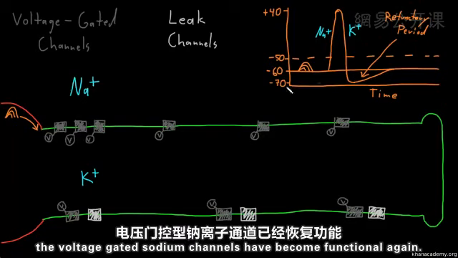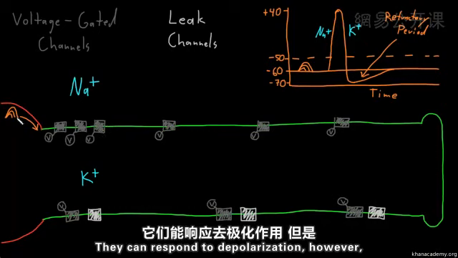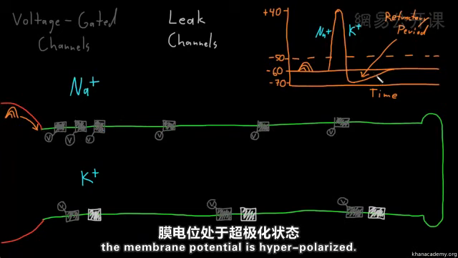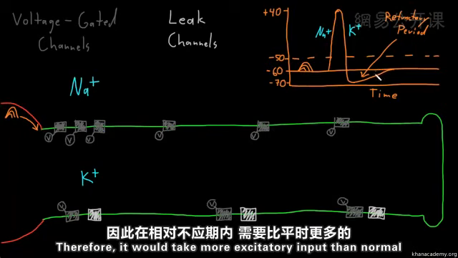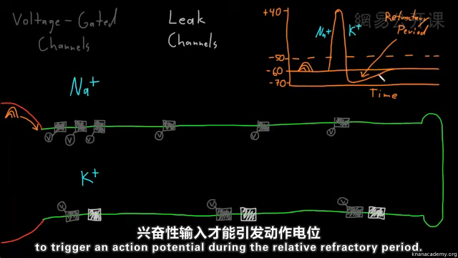The second part is called the relative refractory period. And during this time, the voltage-gated sodium channels have become functional again. They can respond to depolarization. However, the membrane potential is hyperpolarized. It's not yet back to the resting potential. Therefore, it would take more excitatory input than normal to trigger an action potential during the relative refractory period.